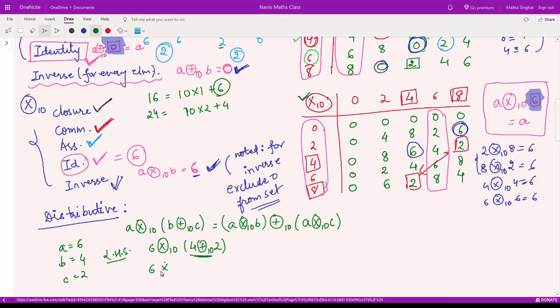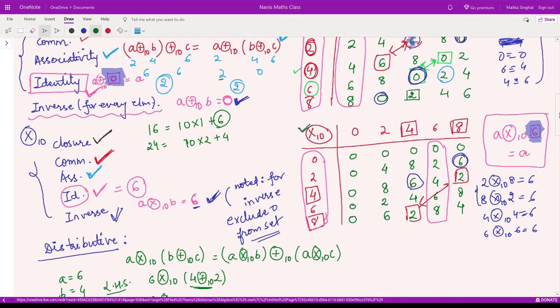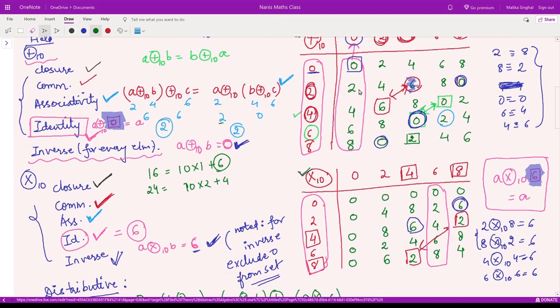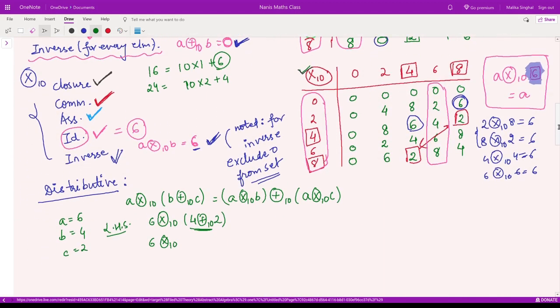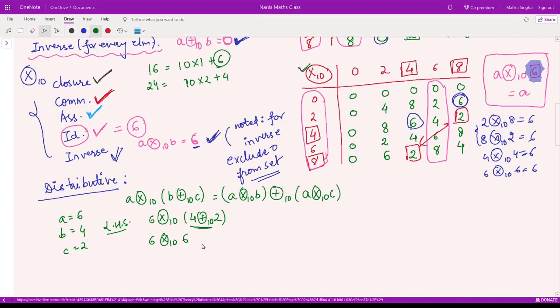It would give me 4 addition modulo 10, 2. So what would be that? It would be 6, right? So it would be 6, and 6 multiplication modulo 10, 6, what is that? It is equal to 6. So now let us look at the right hand side. Right hand side we would have 6 multiplication modulo 10, 4, addition modulo 10, 6 multiplication modulo 10, 2, right?